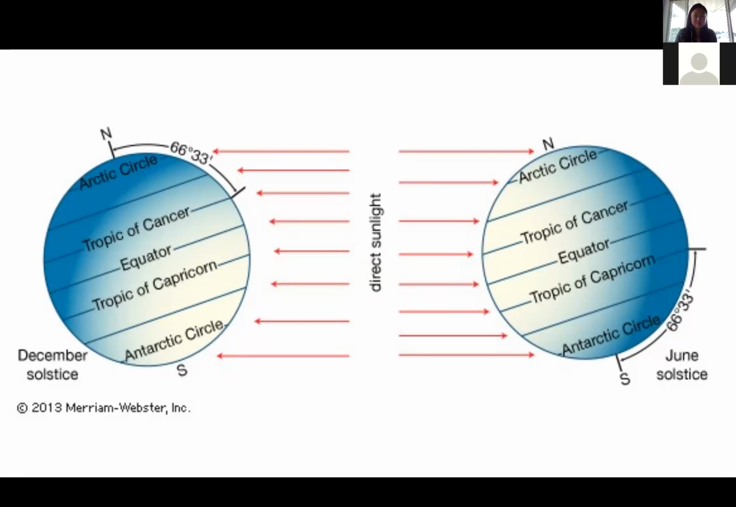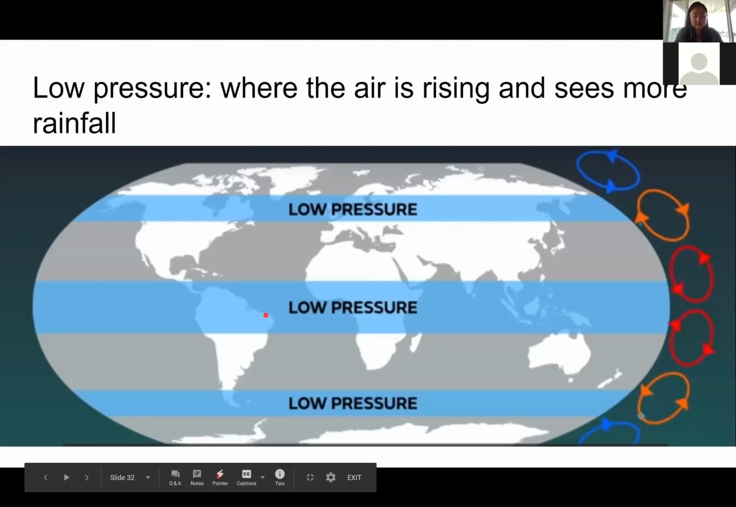Yeah, I also thought that, because it doesn't really have to do with the distance. It's more the tilt, I guess. But if I were taking the test, I might have picked Australia's closer to the sun. All right, okay, so that's solar radiation.